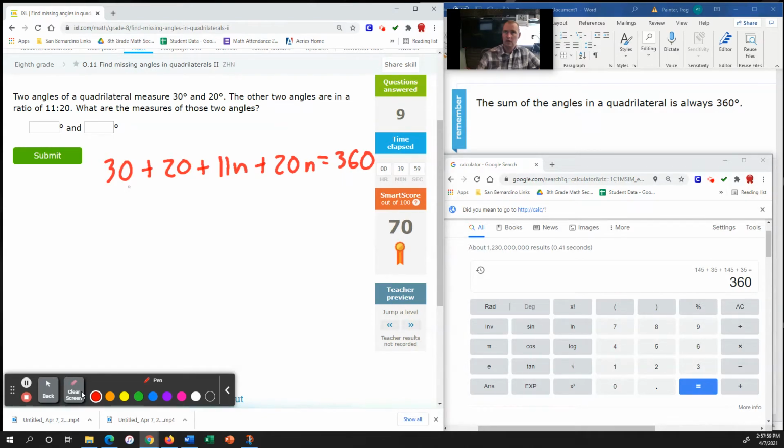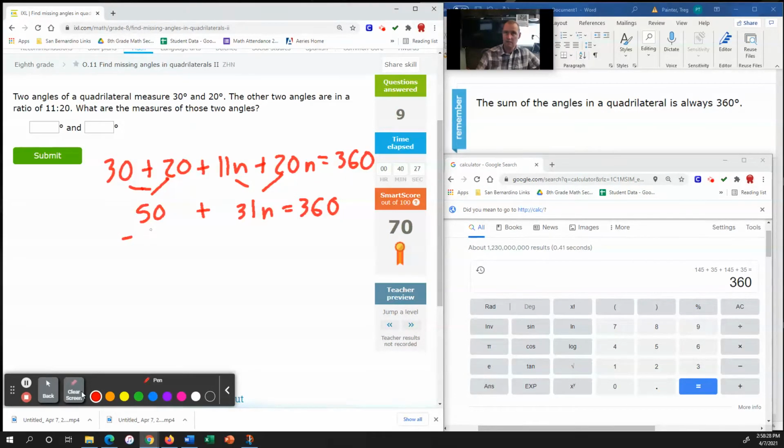All right. I remember saving time by combining like terms, so we can add 30 plus 20, which gives us 50. 11n plus 20n, I'm getting 31n on that one. And that's still added up, equals 360 degrees.